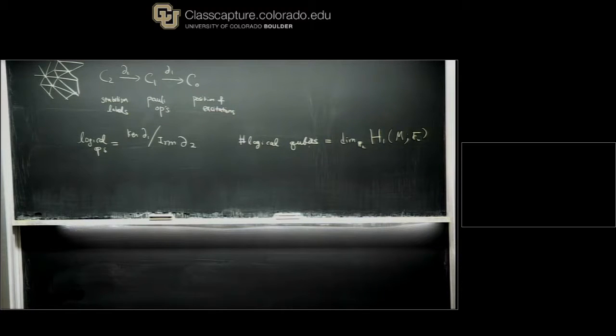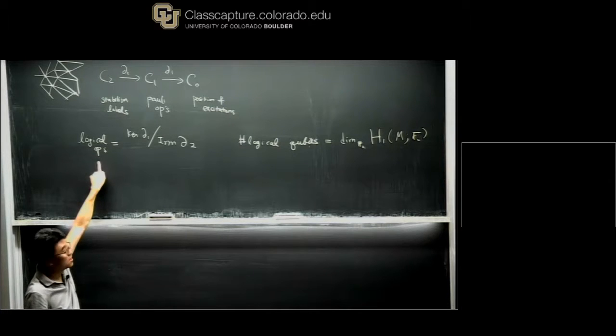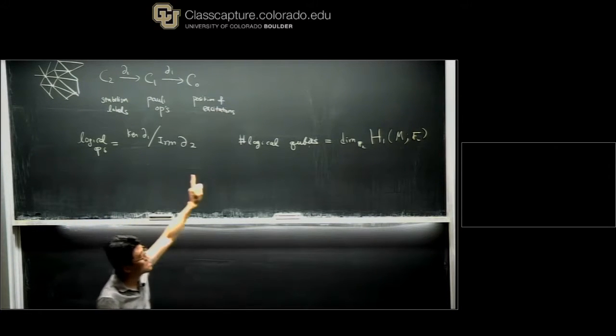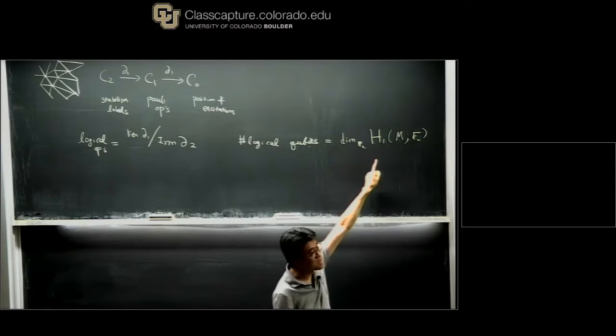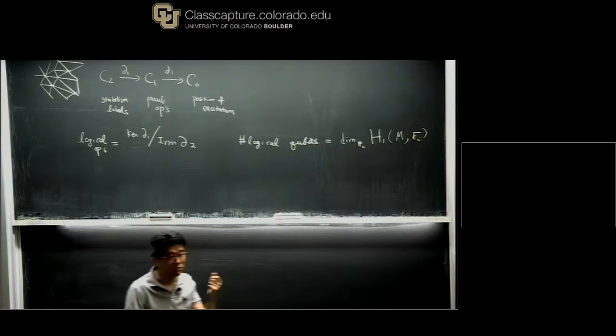And then we looked at the so-called logical operators. And what's a logical operator? It is an operator that enacts a transformation within your code space. So by definition, it should commute with all terms in your Hamiltonian, so it should reside in the kernel of the boundary map of dimension 1 to 0. But we have to mod it out, because logical operators come in many shapes: they can be deformed by multiplying by the stabilizers. But the stabilizers are exactly the image of the boundary map from dimension 2 to 1. So we obtain the expression of the set of all logical operators in terms of this homology group. And more quantitatively, the dimension or rank of that homology group is exactly the number of logical qubits.